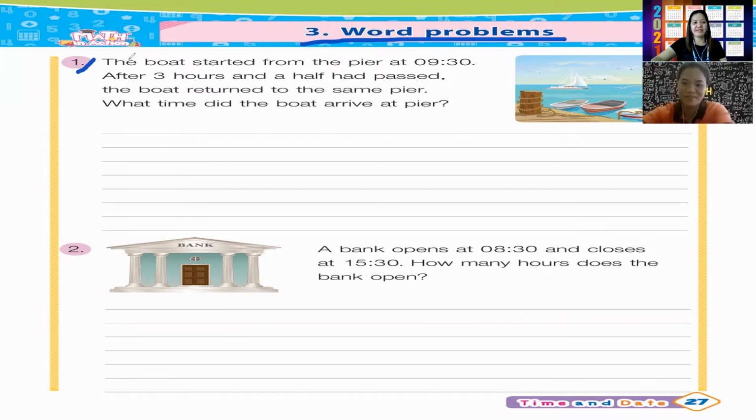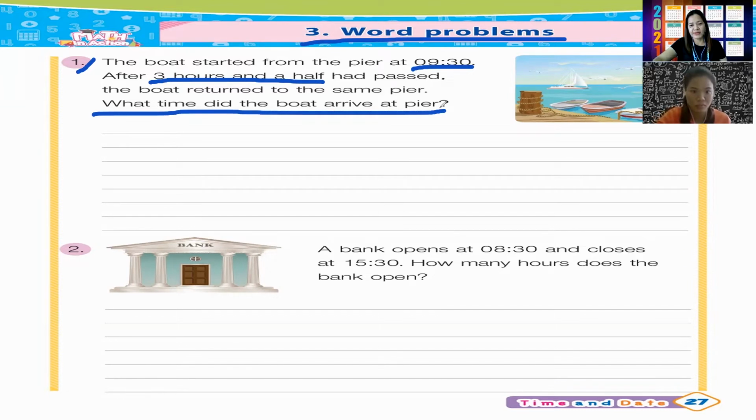So the first problem is: the boat started from the pier. Pier is like an airport for the boats. At 9:30. After 3 hours and a half had passed, the boat returned to the same pier. What time did the boat arrive at the pier? So underline 9:30, 3 hours and a half. And the question is, what time did the boat arrive at the pier?